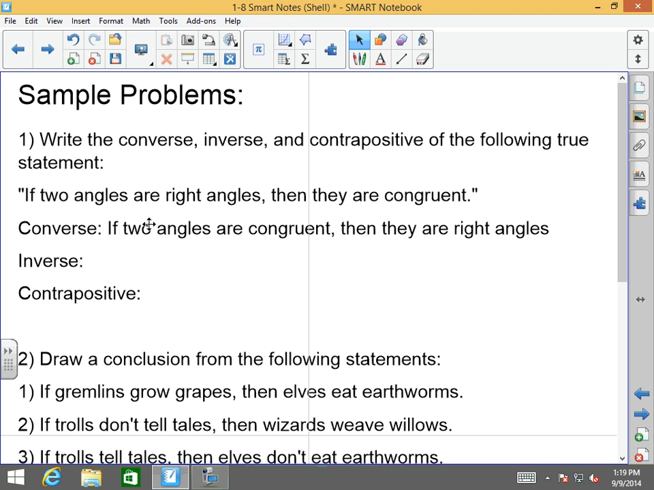Wow, that was perfection. If two angles are congruent, then they are right angles. Fantastic. You reversed the conditional. What is the inverse? Remember, the inverse negates the conditional.